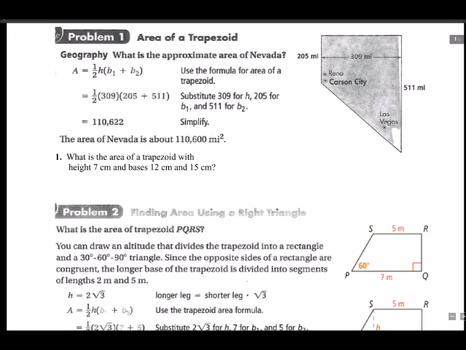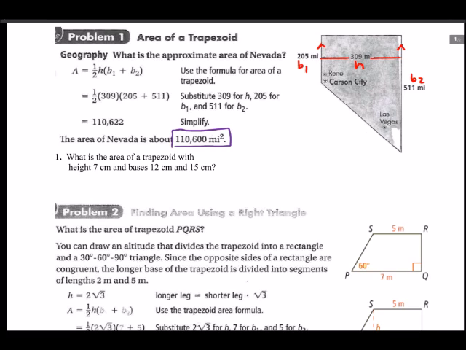What is the approximate area of Nevada? Well, Nevada looks an awful lot like a trapezoid. First, we need to find our bases. These would be our parallel sides. So we're going to label base 1, base 2, and then this right here is going to be our height. So we have all of our numbers. We simply write our formula, plug them into our equation, and the area of Nevada is about 110,600 miles squared. Don't forget, the unit for area is always squared.